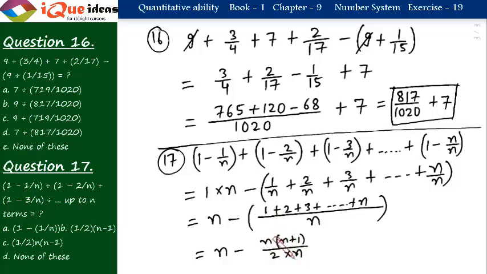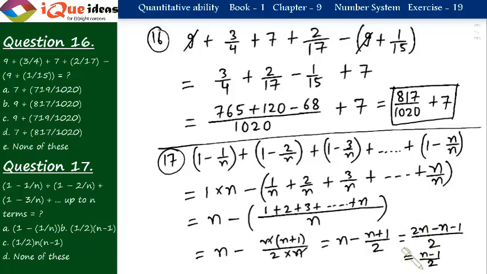This n gets cancelled by this n. So we will have n minus n plus 1 by 2. Then take the LCM as 2 and simplify. So it is 2n minus n plus 1. So it is minus n minus 1. So 1n gets cancelled out and we will have our final answer as n minus 1 upon 2.